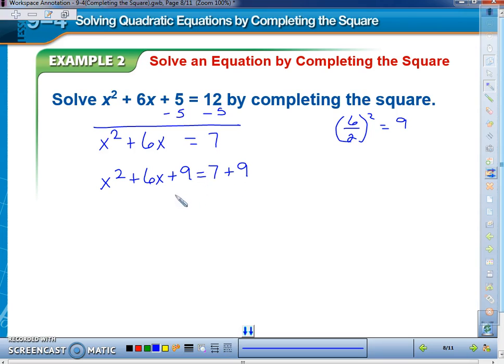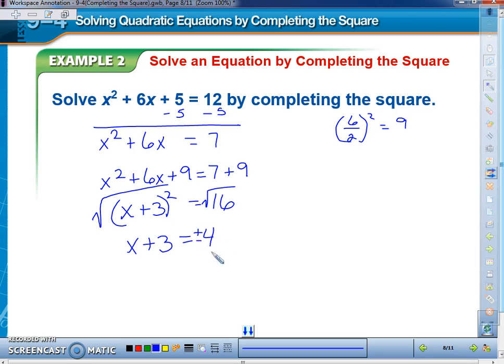Okay, so let's simplify this down. X plus 3 squared equals 16. Now, how could I get rid of this squared right here? Well, that's pretty easy. I just take the square root of that side, and I take the square root of this side. The square root causes the square to go away, and I'm left with x plus 3 equals plus or minus 4.